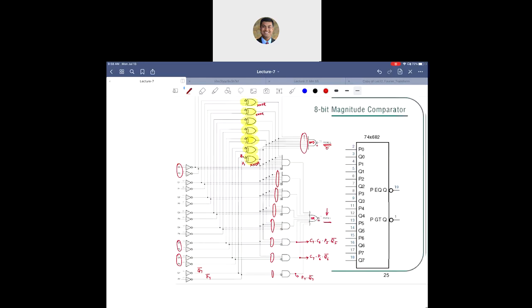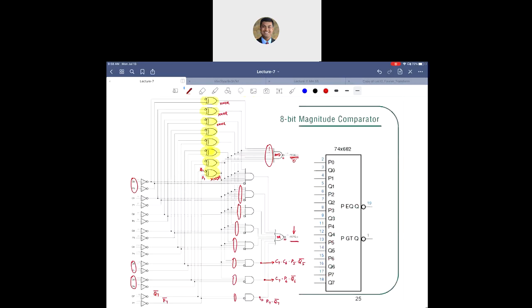All right. So there is a lot of lag that I'm experiencing.